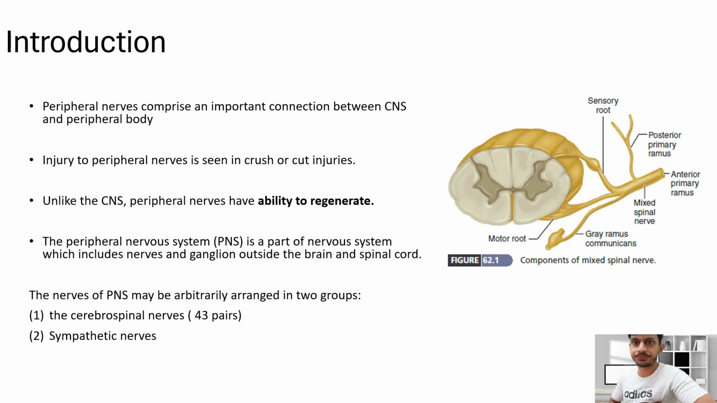Alright, let's go ahead. So, coming to the introduction, peripheral nerves are an important connection between the CNS and the peripheral body. And unlike the CNS, the peripheral nerves have the ability to regenerate, which is what this lecture is going to be all about. Alright. So the peripheral nervous system is part of the nervous system which includes the nerves and ganglions outside the brain and spinal cord. And they consist of 43 pairs of cerebrospinal nerves and sympathetic nerves.